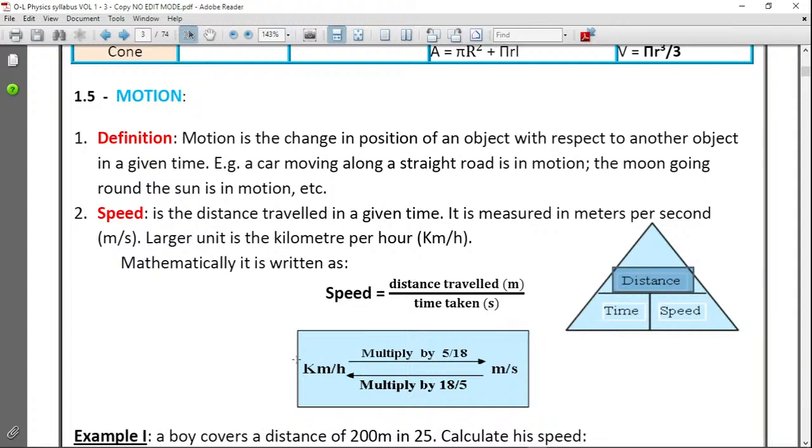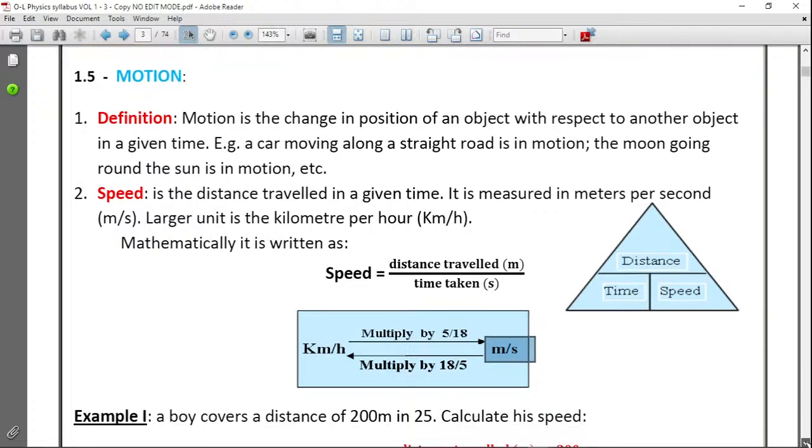To convert from kilometers per hour to meters per second, we multiply by 5 on 18. Why are we doing this? Because we know that 1 kilometer per hour is the same as 1,000 meters over 3,600 seconds. Then to convert from meters per second back to kilometers per hour, we multiply by the reciprocal of 5 on 18. That is, we multiply by 18 on 5.